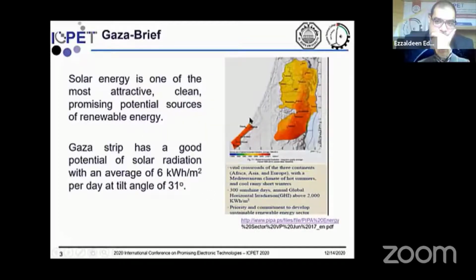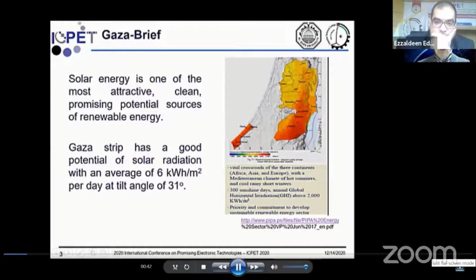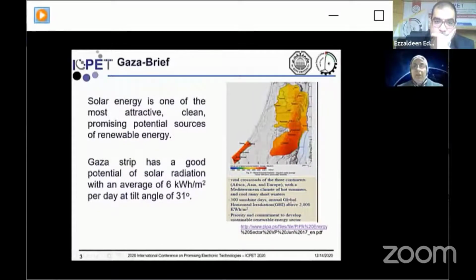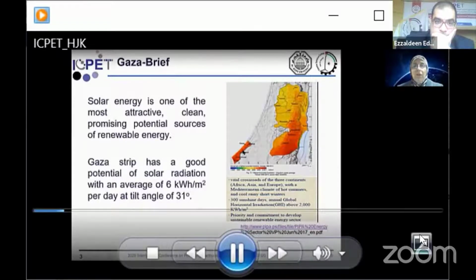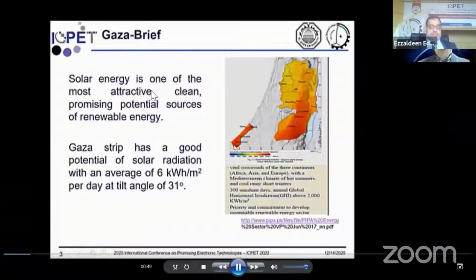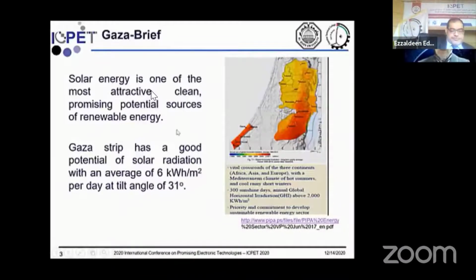Gaza lies on the Mediterranean Sea in the hot zone where it has almost 300 sunny days per year, which makes it an attractive zone for using solar energy for useful energy, like electrical energy and thermal energy. It has an average radiation of about 6 kilowatt-hour per square meter at a tilt angle of 31 degrees, which makes Gaza an attractive region for using solar energy.